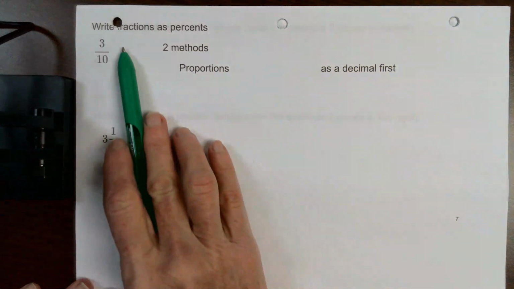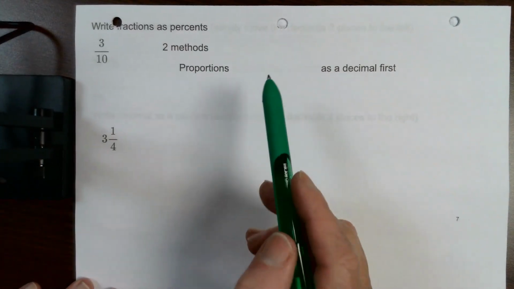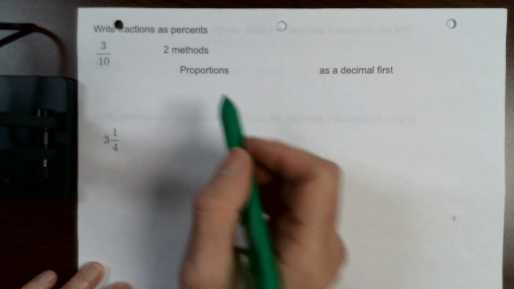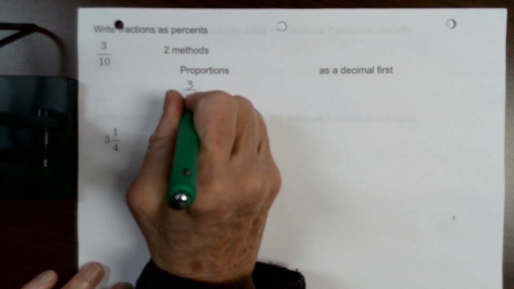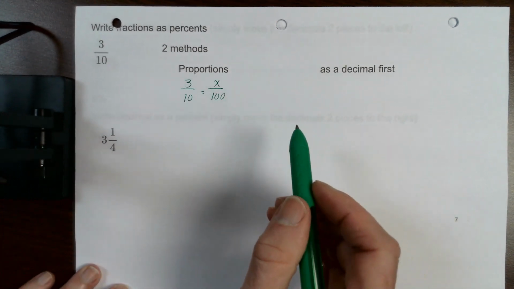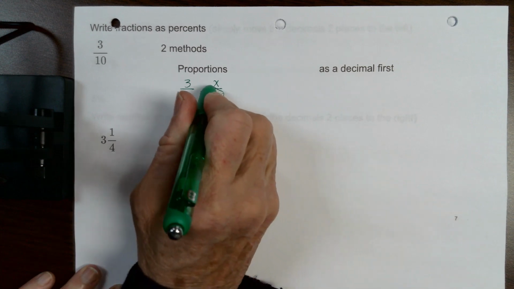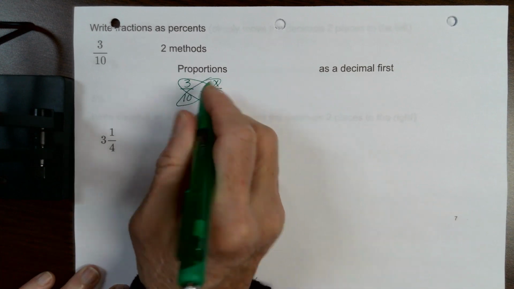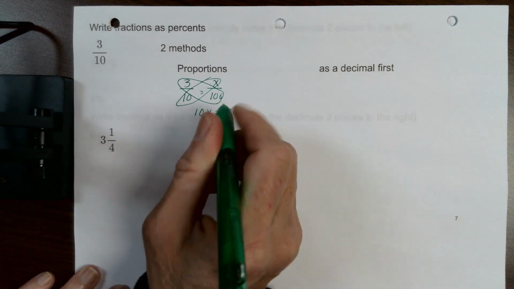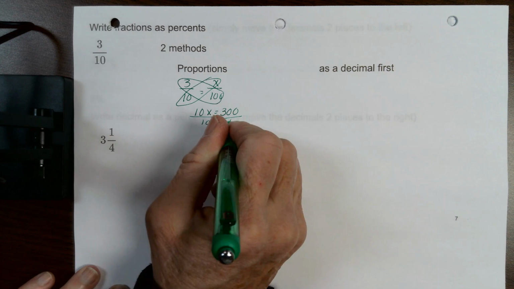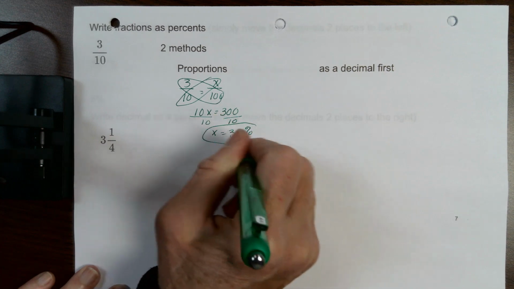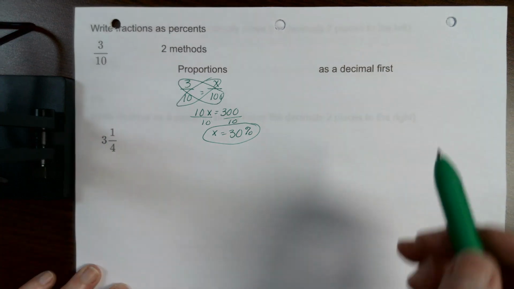You also have to be able to write a fraction as a percent, and there's 2 methods. The first method, I'm going to use proportions. So I've got 3/10, and I'm going to set it up as x over 100, because whatever the x is going to be is my percent. So I'm going to cross multiply. I get 10x is equal to 300, and when I divide by 10, I get x is equal to 30. So this is 30%. So 3 over 10 is 30%.